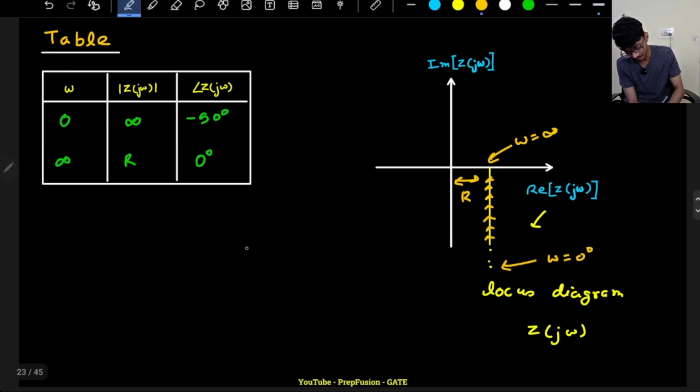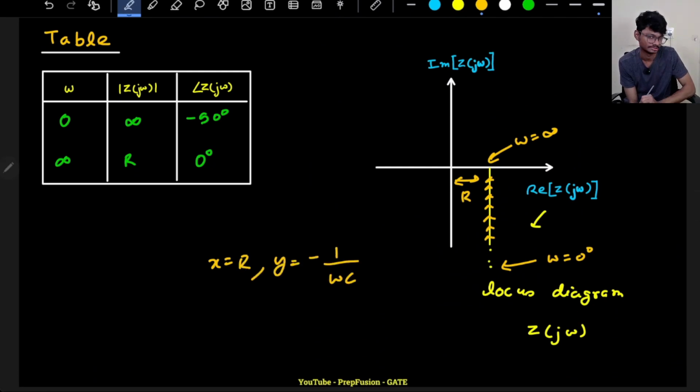The real part is constant. So basically this is the line x equal to r, where y is varying: y is equal to minus 1 by omega c. This is the equation of the line. This is constant and you are varying the omega, hence your y is varying.